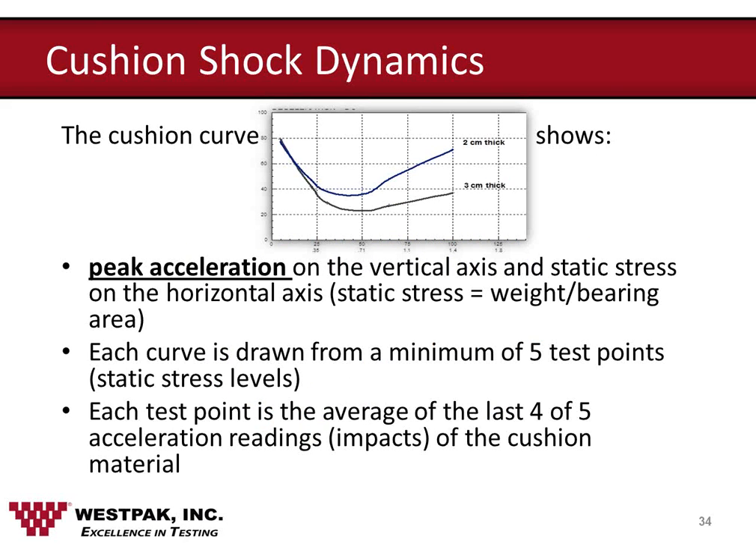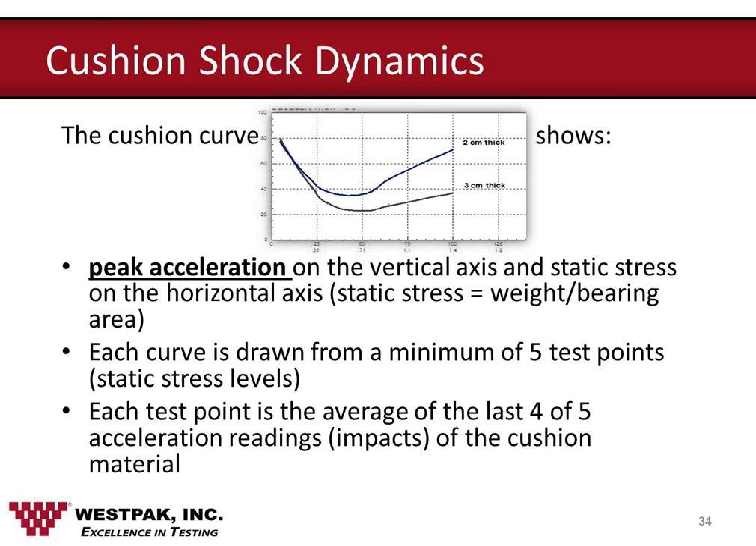Regardless of the procedure utilized for cushion material analysis, the cushion curve shown on the previous slide will always display peak acceleration or deceleration on the vertical axis and static stress or loading on the horizontal axis. Note that static stress is equal to the weight on the cushion divided by its bearing area. So if you had 64 square inches of bearing area and a 64-pound product, you would have 1 pound per square inch, or 1 psi.